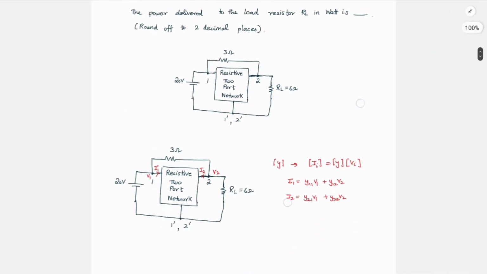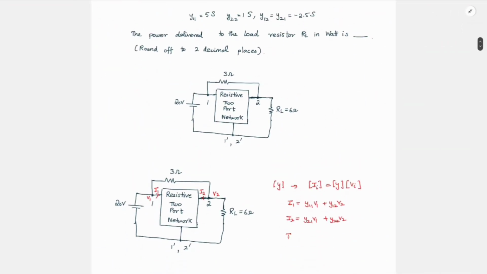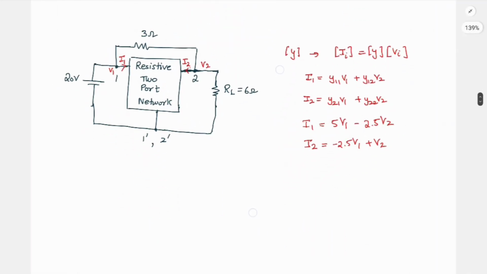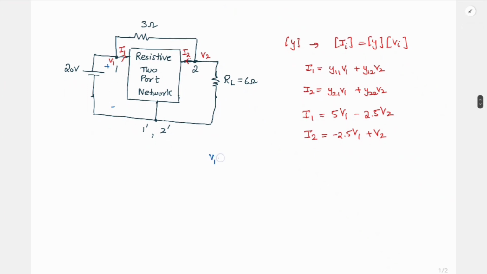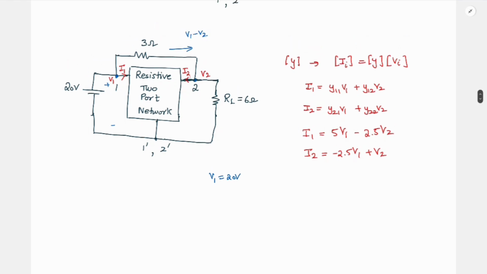From the given parameters, I1 = 5V1 - 2.5V2. Similarly, I2 = -2.5V1 + V2. Now from this circuit, what can I say about V1? V1 is this voltage, which is equal to 20 volt, so V1 is known. This node has voltages V1 and V2. So what will be the current flowing in this 3 ohm? It will be (V1 - V2)/3 ohm, which is (20 - V2)/3. That is the current flowing here.